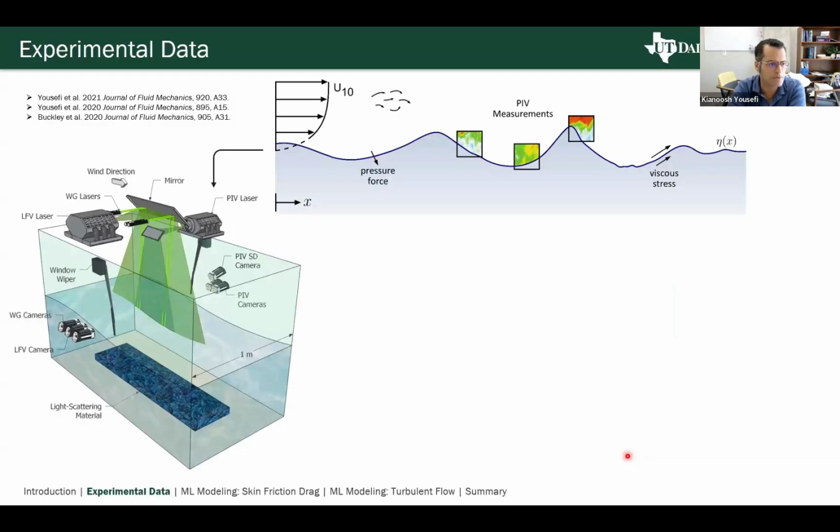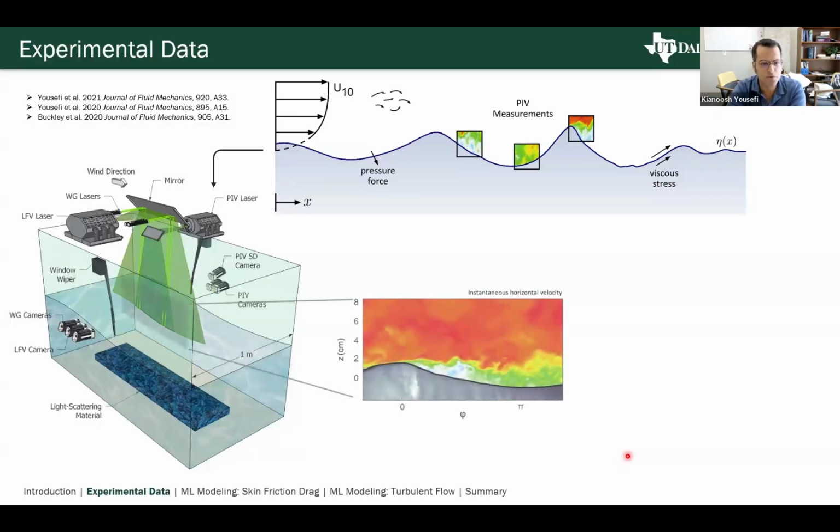And here is a schematic representation of the instrumentation setup. We are using particle image velocimetry and laser-induced fluorescence techniques. These are the data, and the papers have been published. I'm not going into the details of these experiments, but I just want to show an example of the wind side, or air side, flow from the PIV. Here is an example of instantaneous horizontal velocity at a wind speed of about 5 meters per second. That's U10, the 10 meter extrapolated velocity, basically.